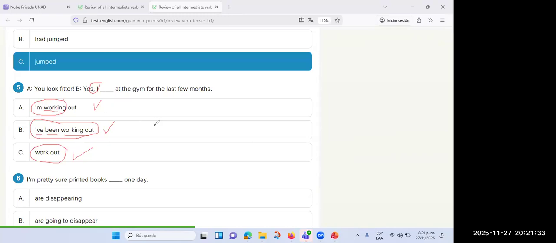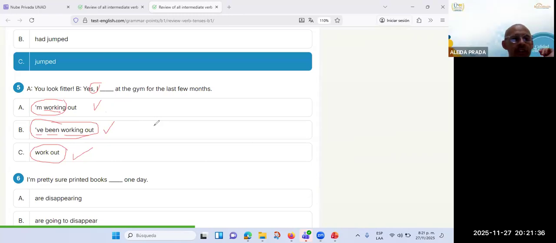The option B. B. You look fitter. So, yes, I've been working out. Yo me he estado ejercitando at the gym for the last few months. That's the correct one. Good.